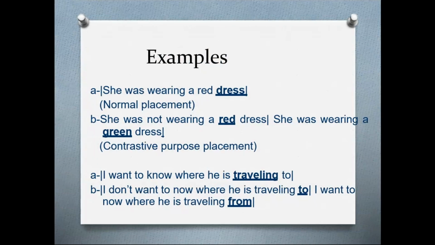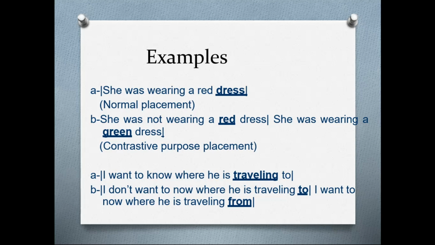For example, she was wearing a red dress. It is normal. Dress is the final lexical word. It's a noun. That is why it is accented as well as it gets the intonation. But when you want to show contrast, like she was not wearing a red dress, she was wearing a green dress. So the contrast is between the red and the green.